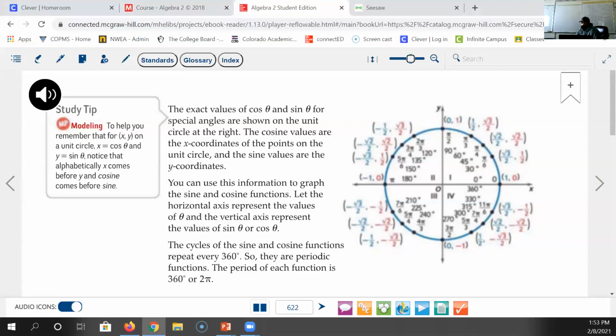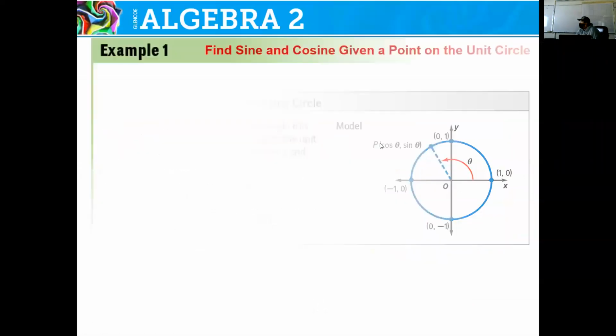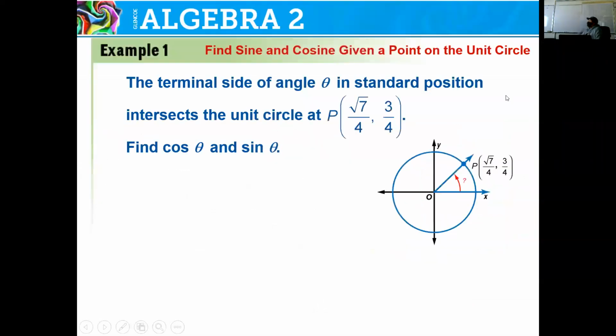All righty. And away we go. Okay. So find cosine and sine given a point on the unit circle. This one is a little frustrating because it's not one of our standard angles. It's not a 30, it's not a 60, it's not a 45, right? Because if it was those angles, those ratios would repeat itself.